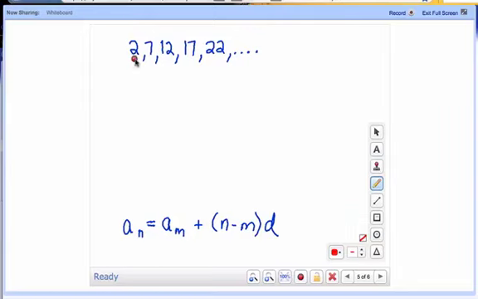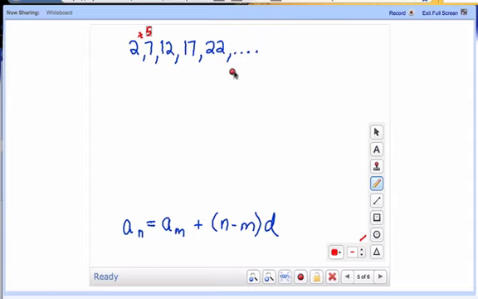Okay, a sequence is a set of numbers that follow a pattern. So here's a sequence of numbers, and this is an arithmetic sequence because the pattern changes by addition. You can see here, if I add 5 to 2, I get 7. If I add 5 to 7, I get 12. If I add 5 to 12, I get 17, and on and on. And this can continue. Okay?